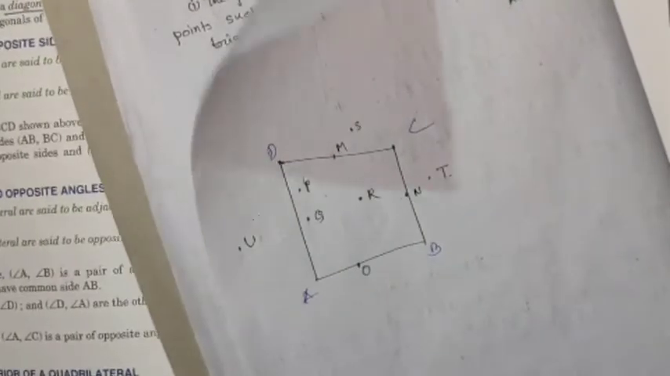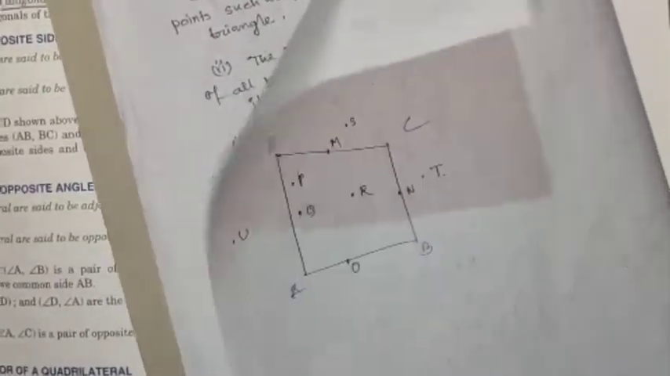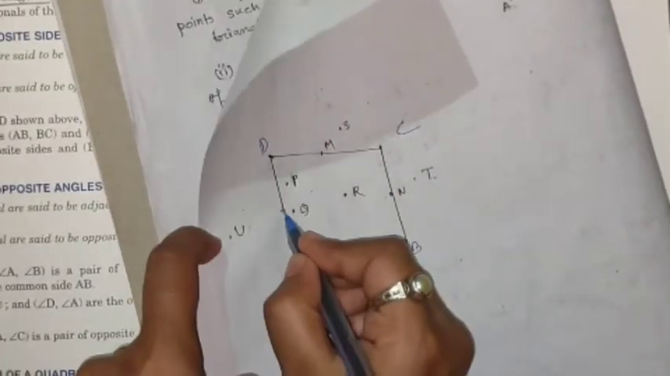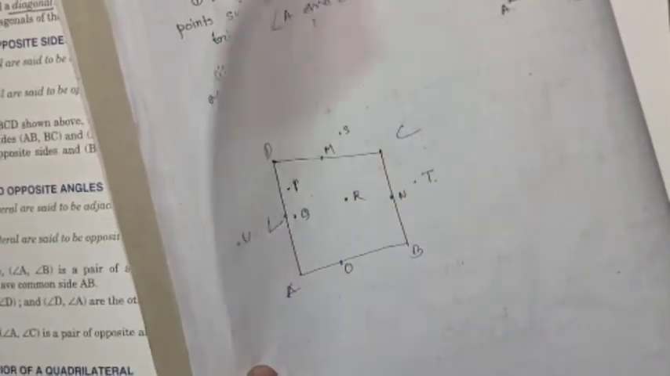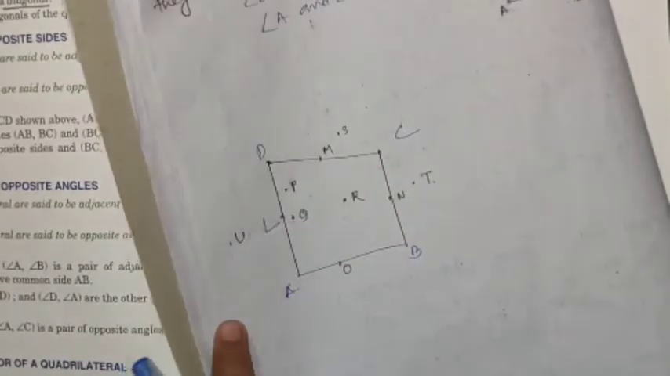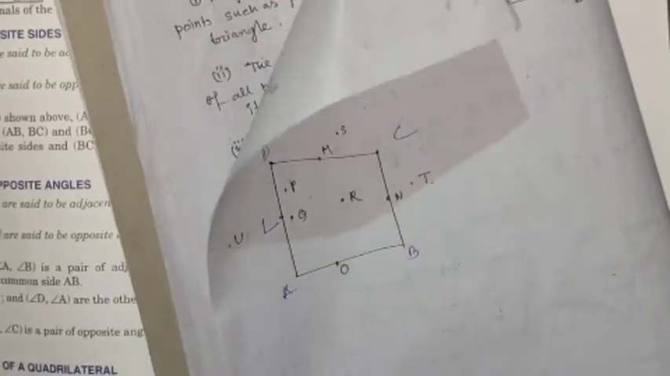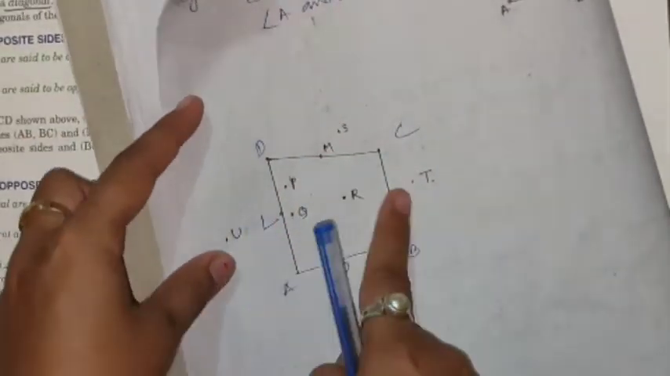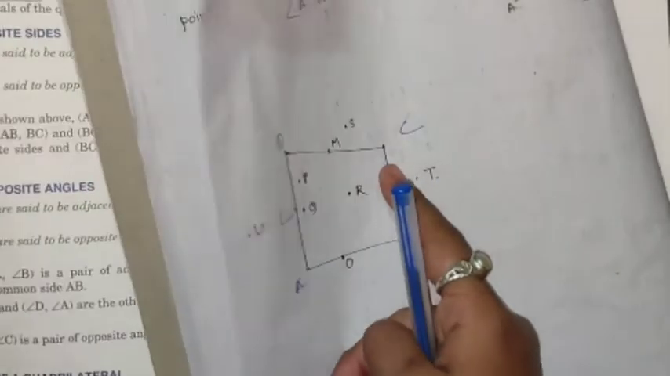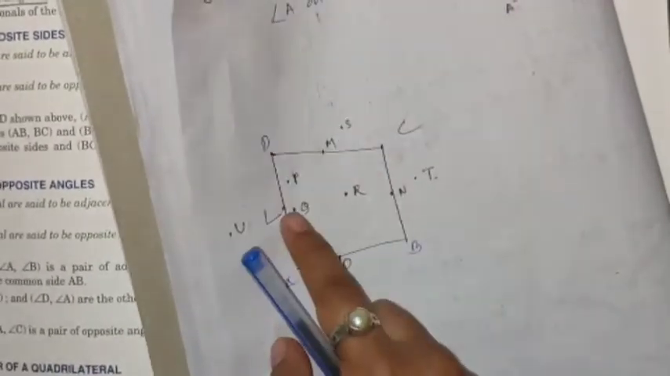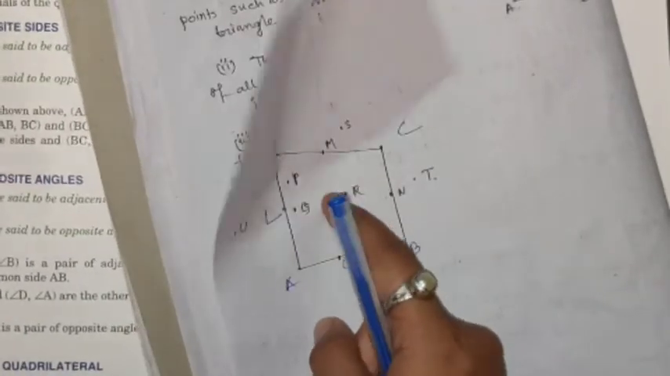And the points M, N and L, the parts of the plane which consist of the points L, M, N, lie on the boundary of the quadrilateral. Okay, so this is called the boundary of its interior.